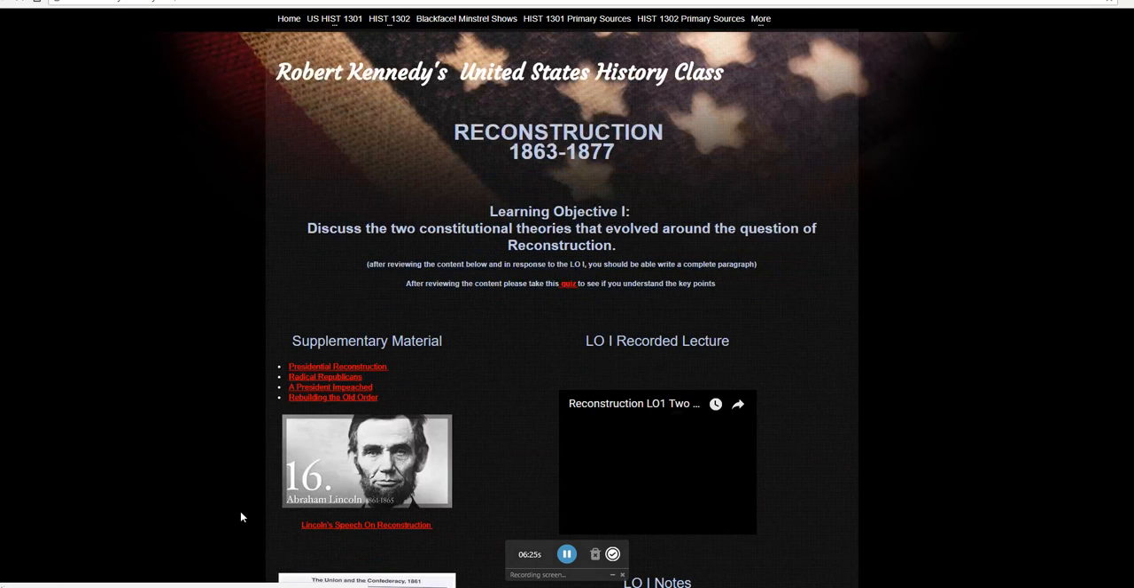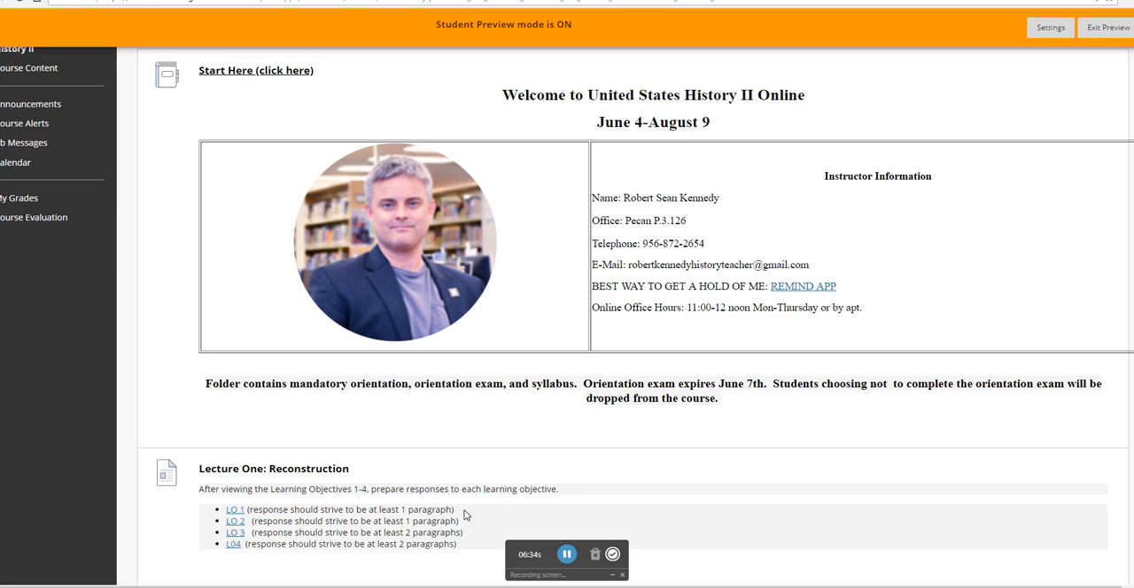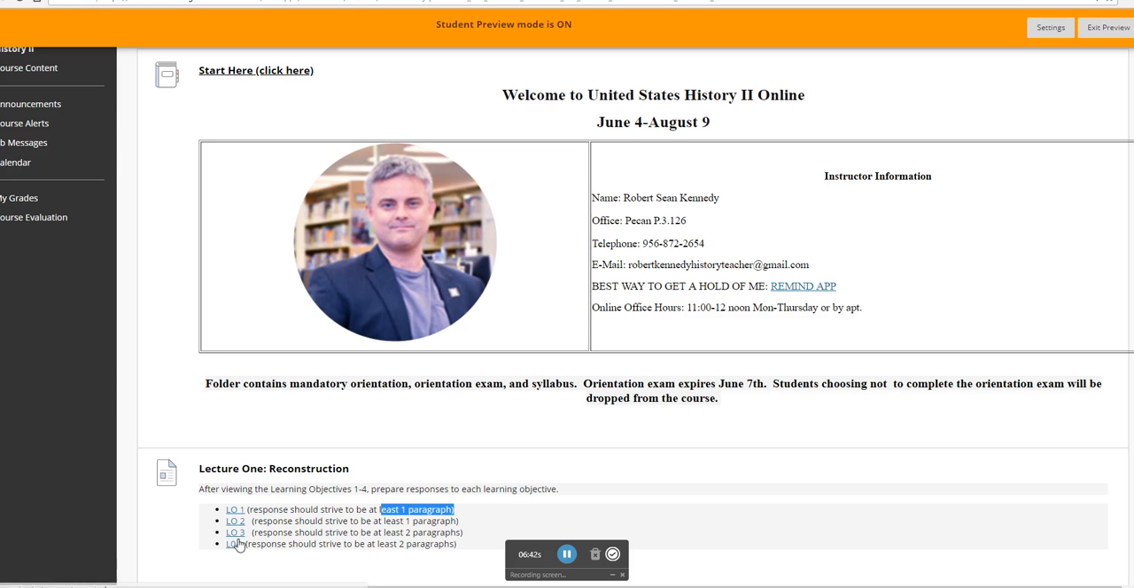Each learning objective comes with a prompt, right? Discuss the 2 constitutional theories that evolved around the question of Reconstruction. And if you noticed here, it gave you a little prompt, at least 1 paragraph, so you're striving to write at least 1 paragraph.